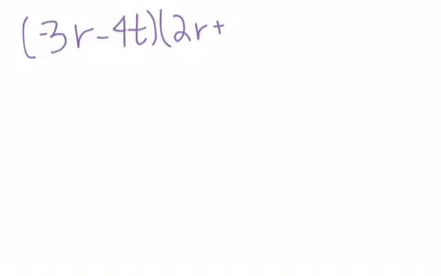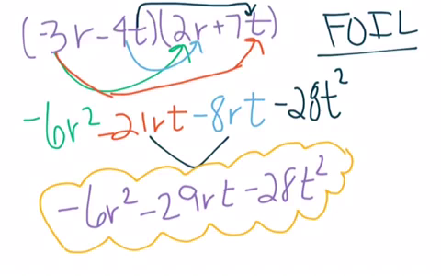So we have a negative 3r minus 4t multiplied by 2r plus 7t. Okay? So right now I want you to pause the video, and I want you to use the FOIL method to solve this. Remember, draw the arrows like I drew them. They will help you, and take your time. Okay? When you're ready, hit play.